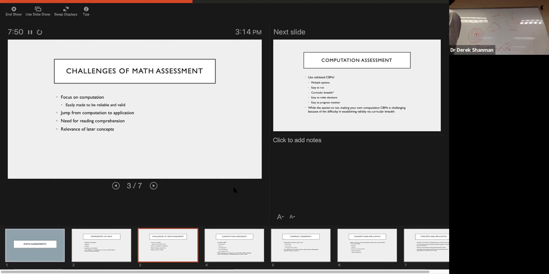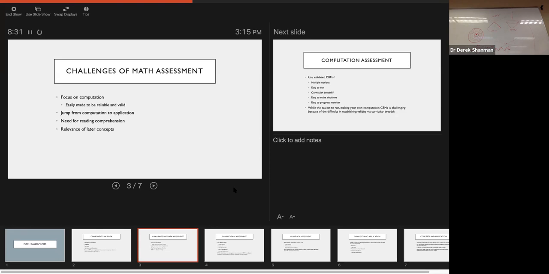For math, there's a huge difference between being able to calculate and being able to use, right? That's why we end up, from such a young age, relying on things like word problems to give our children the skills they need to be able to apply. All right. Math does have, by necessity, through these application problems, a focus on reading comprehension. I think that is a major challenge of math assessment, right?